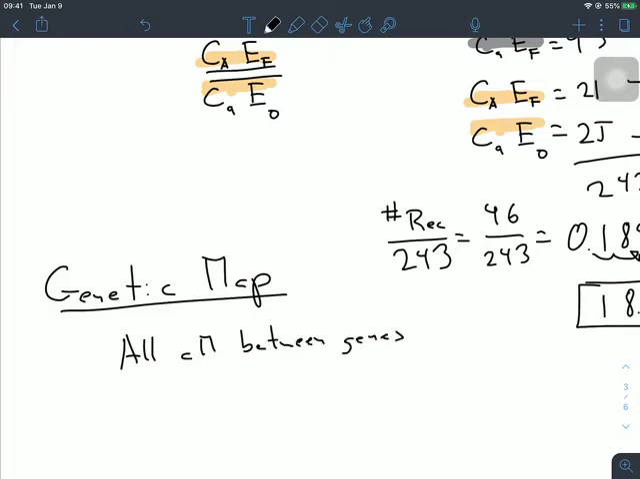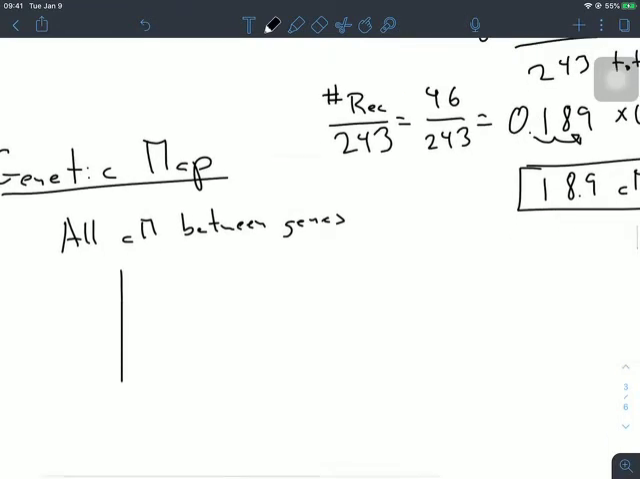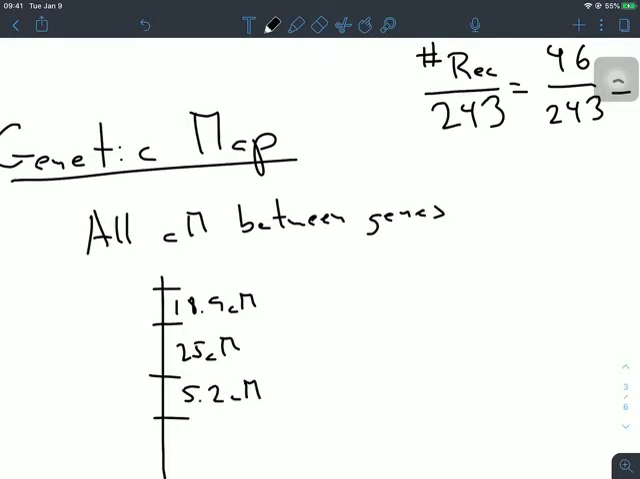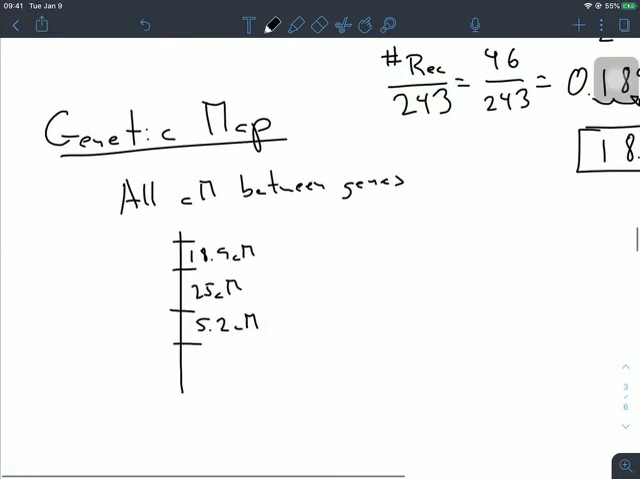And you'll notice that maybe if you're looking at a chromosome here, there may be one gene here, one gene here, one gene here, one gene here, and that this distance is maybe 18.9 centimorgans, this distance is 25 centimorgans, this distance is 5.2 centimorgans, and that'll get you thinking. Oh, actually, we'll add one more here to the one that's really far down. 33 centimorgans.